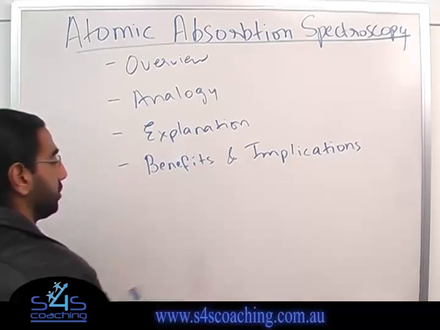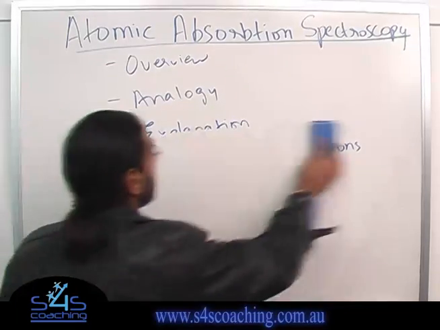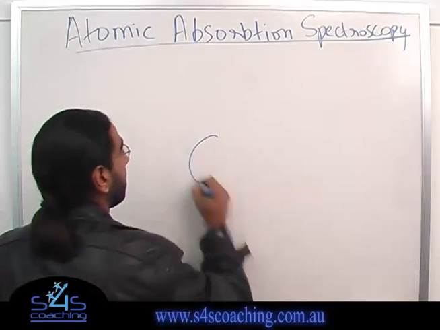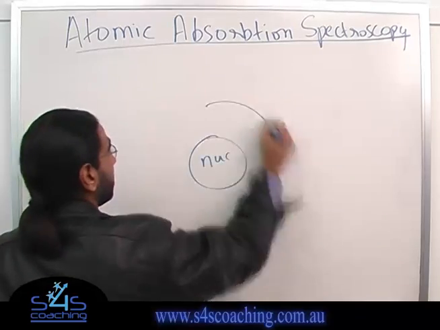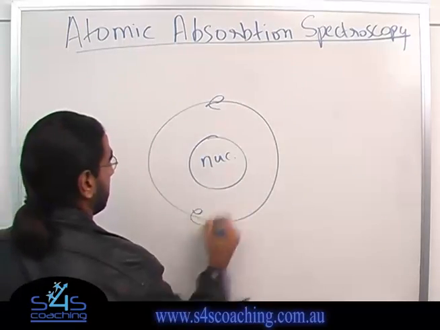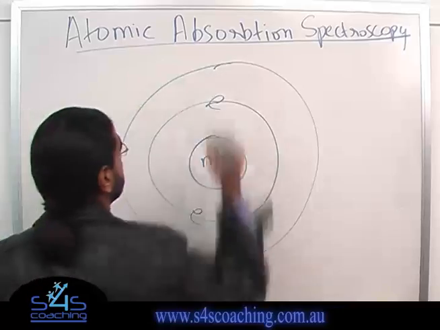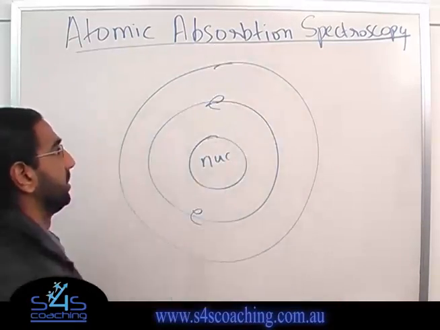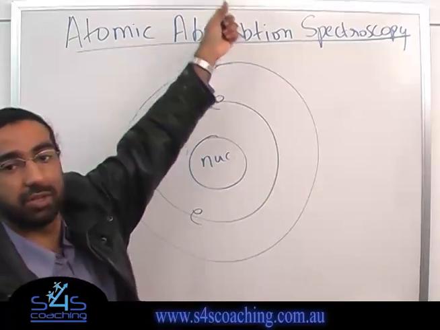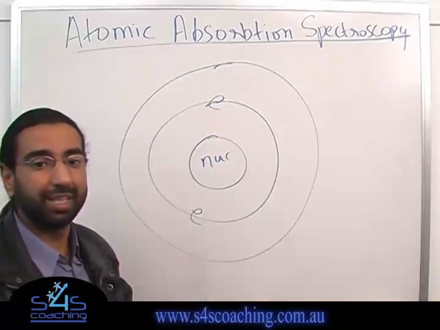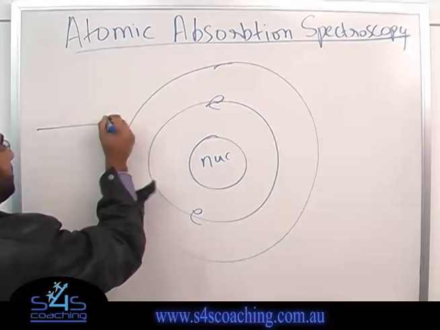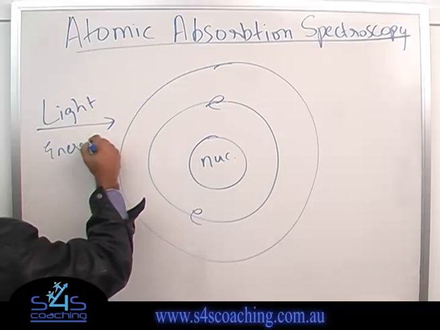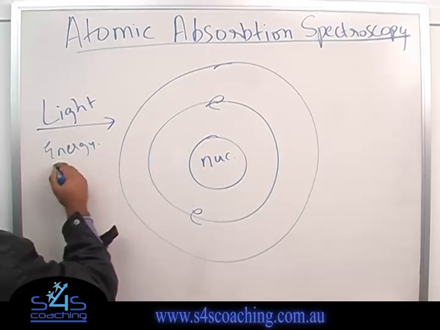Now, just to walk you through the chemistry of this, we should know the atomic structure. We have the atom, and we have the nucleus, and then around that we have the electrons. The electrons are going around the nucleus, and they are in different energy levels. As they go up, the energy level increases. As they go down, the energy level decreases. When I shine light, light has energy. Light is made up of photons and light has energy.